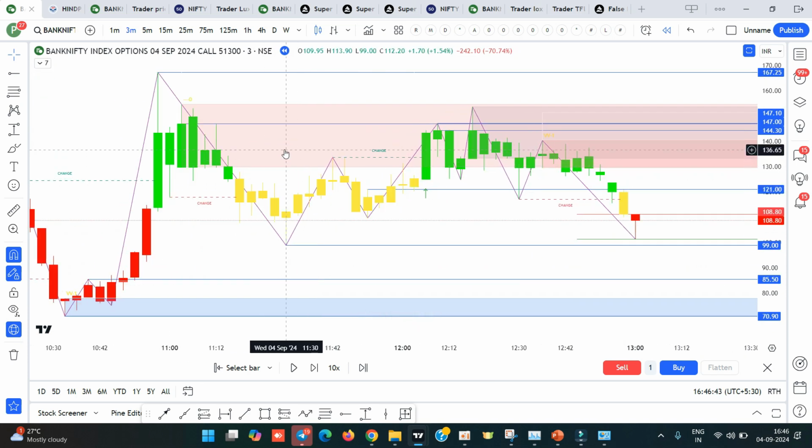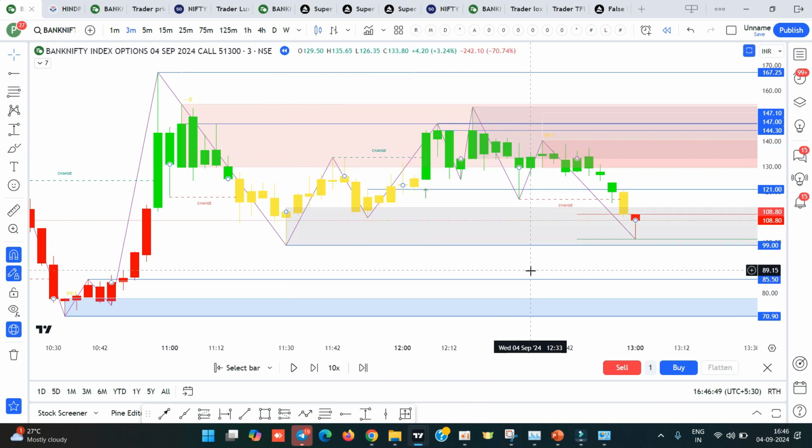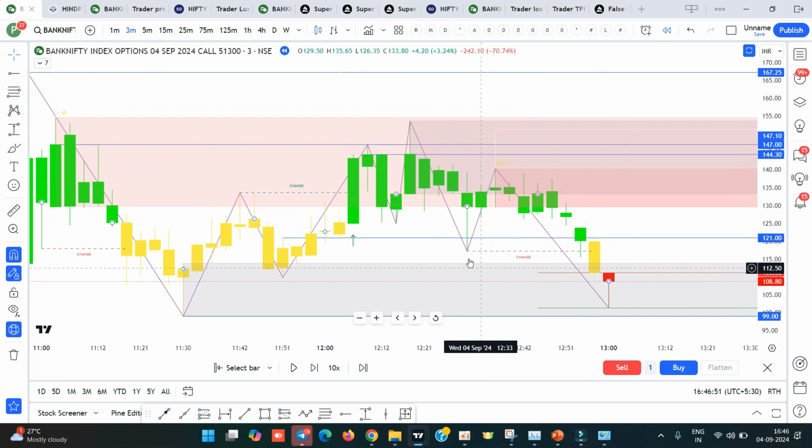It is not showing the buying area because I have kept the setting to start box 1. Now it will show this buying area. Now this buying area is still intact. Higher one has gone, but our stop loss is not hit. Our target is still waiting.